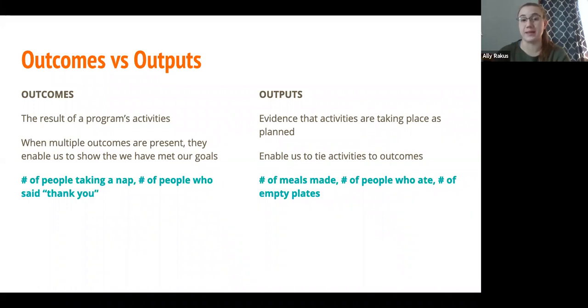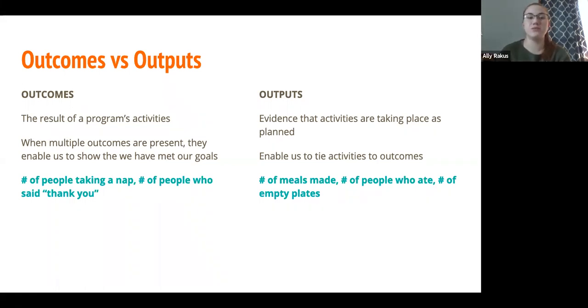And just to move on to outputs too, before we compare the two, outputs are evidence that activities are taking place as planned. And they enable us to tie the activities to the outcomes. So ways to measure this, given our meal evaluation question, would be the number of meals made, number of people who ate, and number of empty plates.